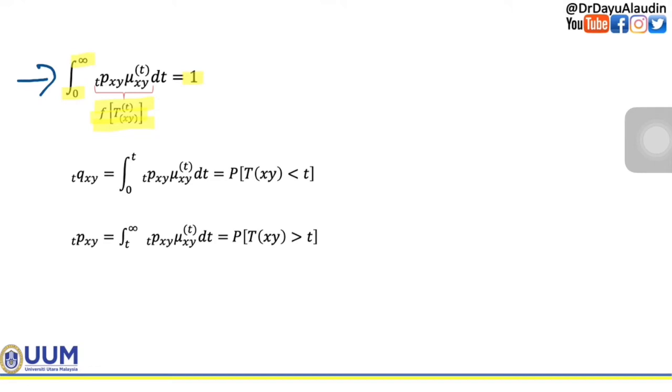In order to calculate the probability of death and the probability of survival, tQxy and tPxy: for tQxy, the upper bound is T, because the time of failure is at time T. In terms of probability, T_XY happens before or equal to T. And for the probability of survival, the integral runs from T until infinity, because in terms of probability it is greater than T.